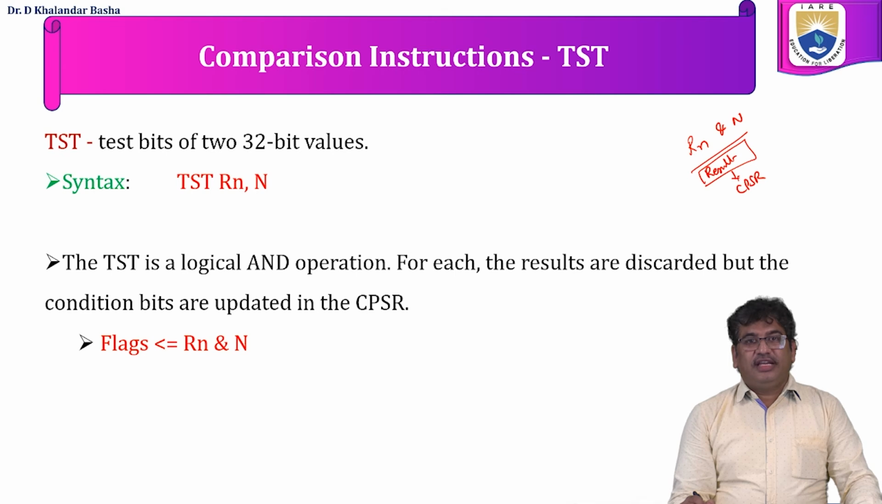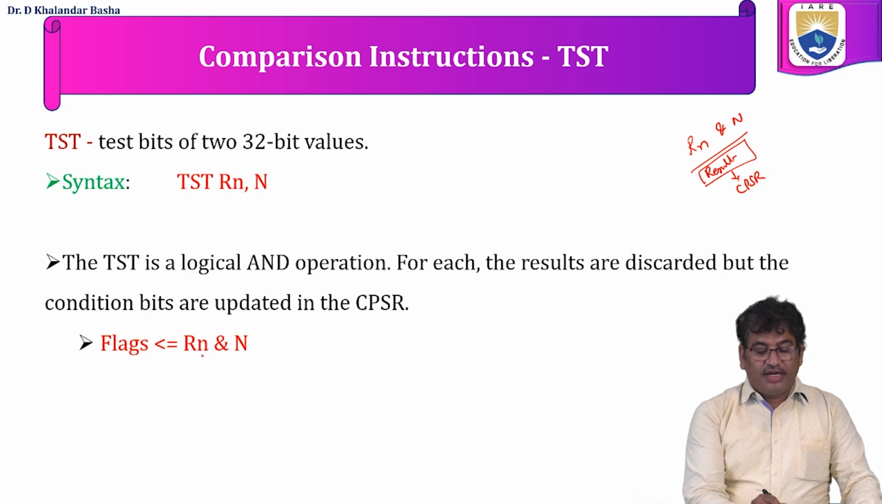The TST is a logical AND operation. The results are discarded, but the condition bits are updated in the CPSR register. So Rn register contents will be logical ANDed with N value and the result will be stored in flags. Only flags will be updated, the result will not be stored anywhere.